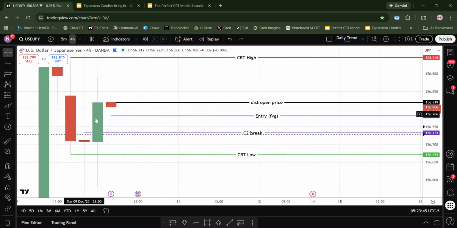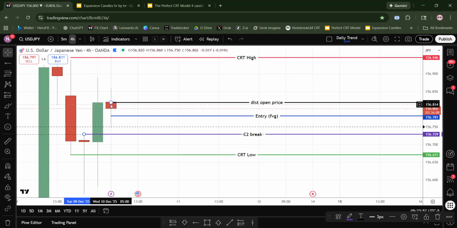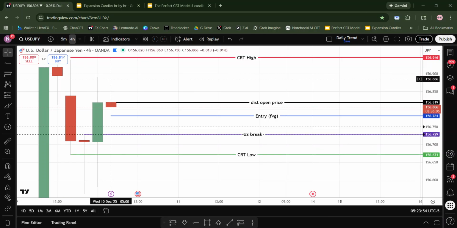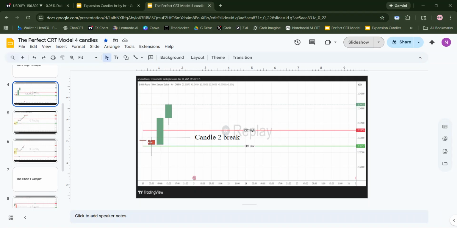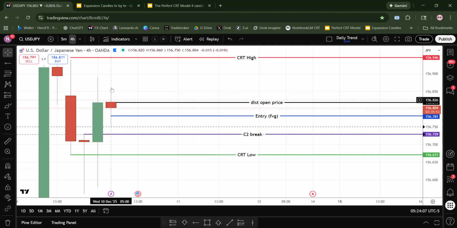Okay, candle 3, this one right here, closed above candle 2, which is the manipulation right here. So I'm counting on candle 4 to just continue. That's it. So it's 1, 2, 3, and then 4, like that. So just a continuation of the price action to the upside.